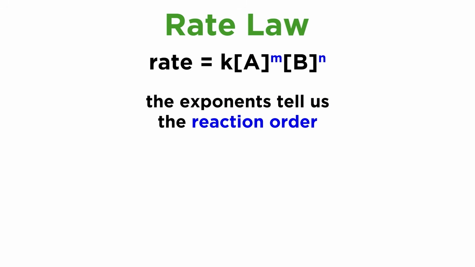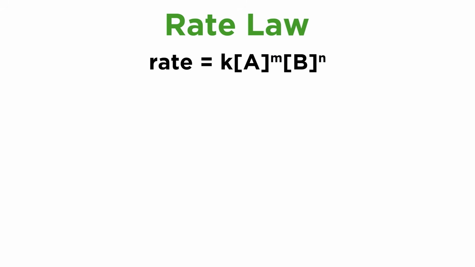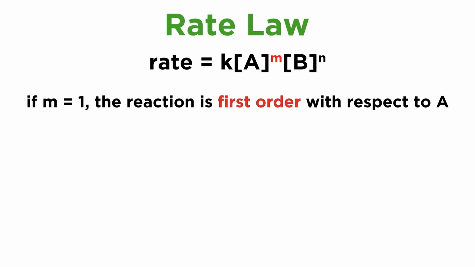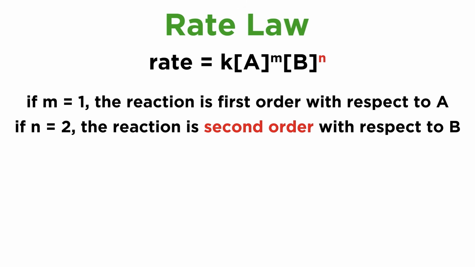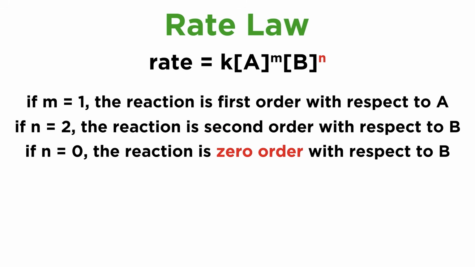The exponents in the rate law tell us something called the reaction order. For a reaction with two reactants, the rate law would look like this. If m is 1, we would say the reaction is first order with respect to A. If n is 1, it is first order with respect to B. If n is 2, it would be second order in B. If it was 0, we would say it was 0 order in B.